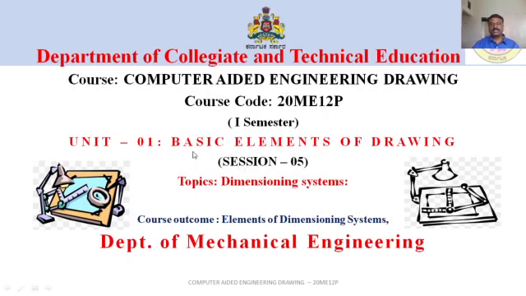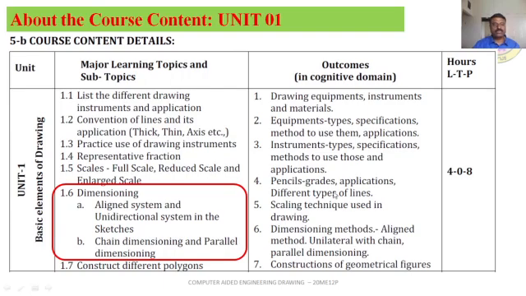Here we will discuss the basic elements of drawing, in that, dimensioning systems. We will study two different types of dimensioning systems, the aligned system and the unidirectional system, as well as two different types of arrangement of dimensions, chain dimensioning and parallel dimensioning.